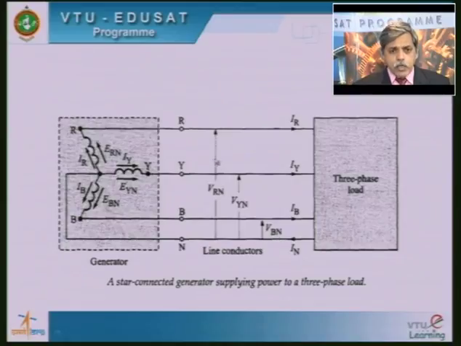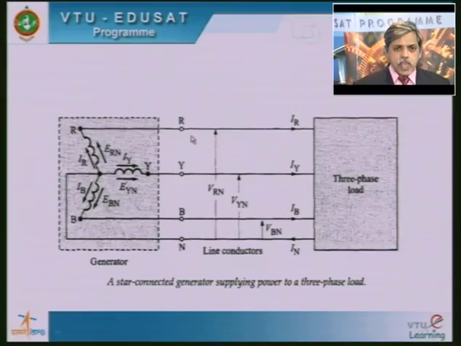Now see, in measuring VRN, VYN and VBN, I am using the neutral point as a common point here. Therefore, I am measuring the voltage between the neutral and one of the phases, so I call it phase voltage. This is the same circuit, and I can also measure the voltage between RY, YB and BR.